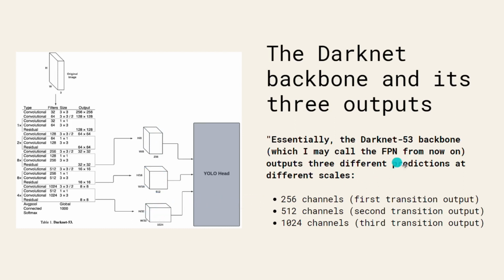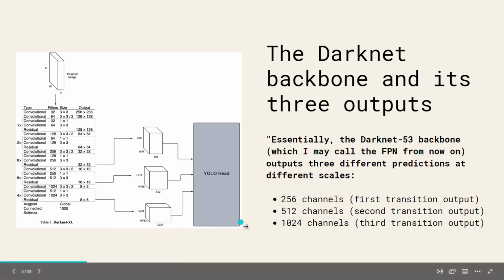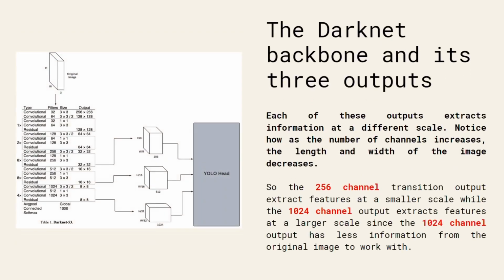So essentially, the Darknet-53 backbone, which I may call the FPN from now on, because in the transition between the YOLO head and the backbone we have the feature pyramid network in YOLO v3, outputs three different predictions at different scales. For the first transition output, we have 256 channels. For the second one, we have 512. And for the third one, we have 1024 channels.